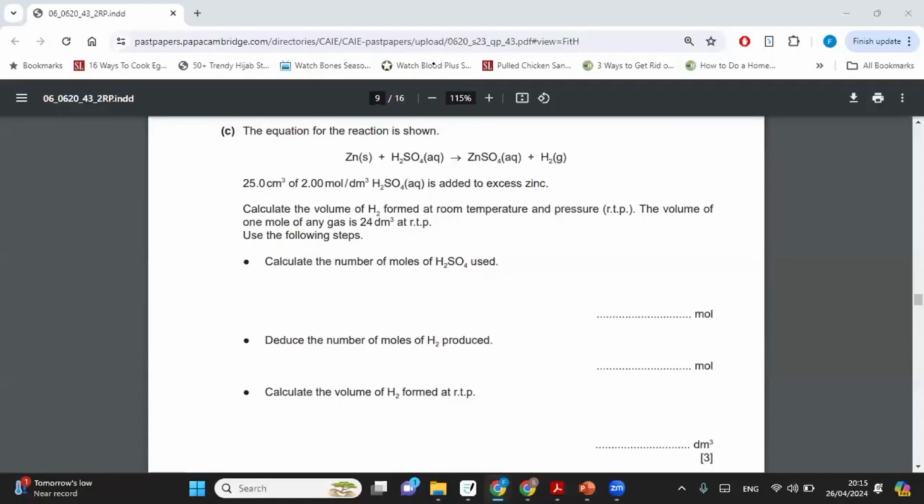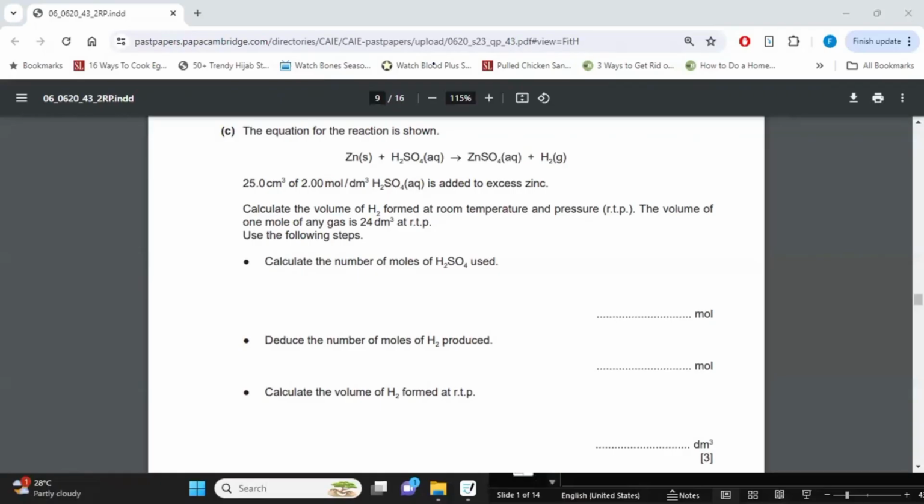Right. Now, go ahead and let's solve this together. We're all going to solve this together. Okay. Now, the equation for the reaction is given to us. We have some zinc. It's reacting with sulfuric acid to give us zinc sulfate and hydrogen gas.